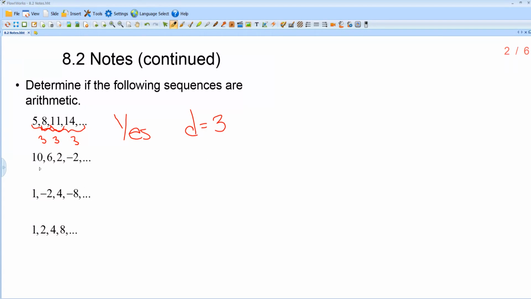Next, from 10 to 6, what I'm doing here is subtracting 4. From 6 to 2, I'm subtracting 4. From 2 to negative 2, I'm subtracting 4. So I'm adding still the same thing, which makes this yes. The thing that I'm adding is negative 4. Again, you could think of it as what I'm subtracting is 4. All right, so we have 2 arithmetic sequences there.